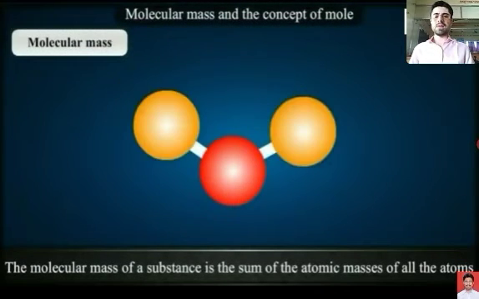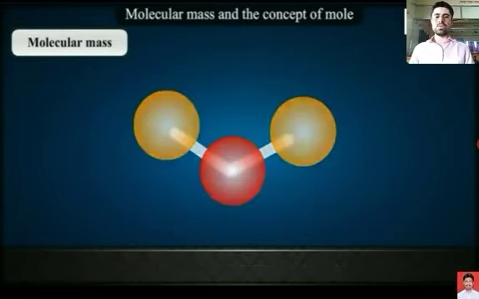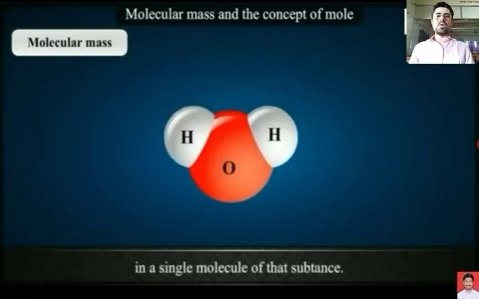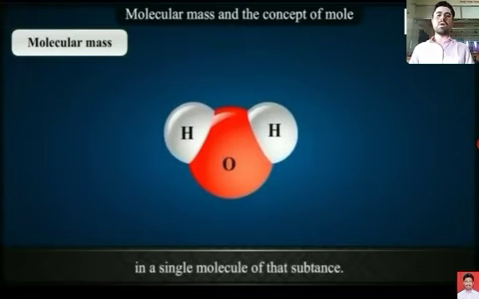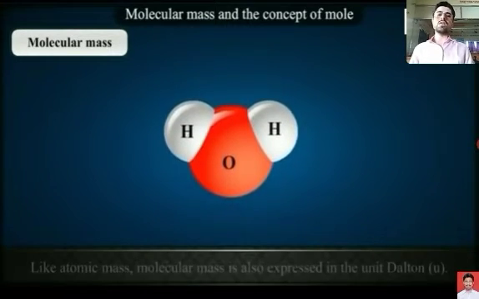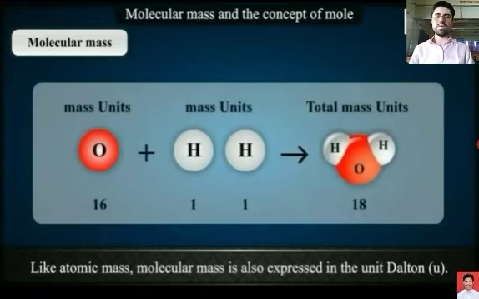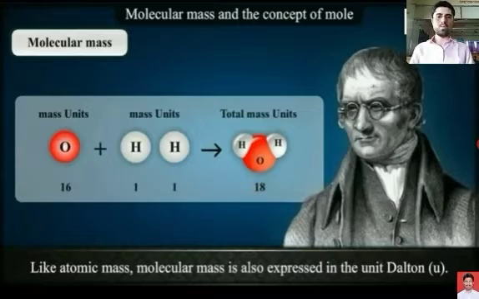The molecular mass of a substance is the sum of atomic masses of all the atoms present in that molecule. So, if you want to calculate the molecular mass, you have to consider all the atoms present in that molecule. Like atomic mass, molecular mass is also expressed with the help of the unit Dalton. As we all know, Dalton is denoted by small letter u.